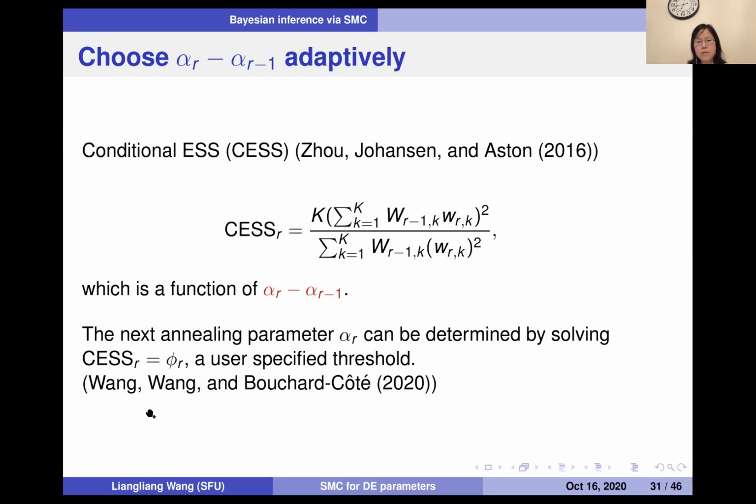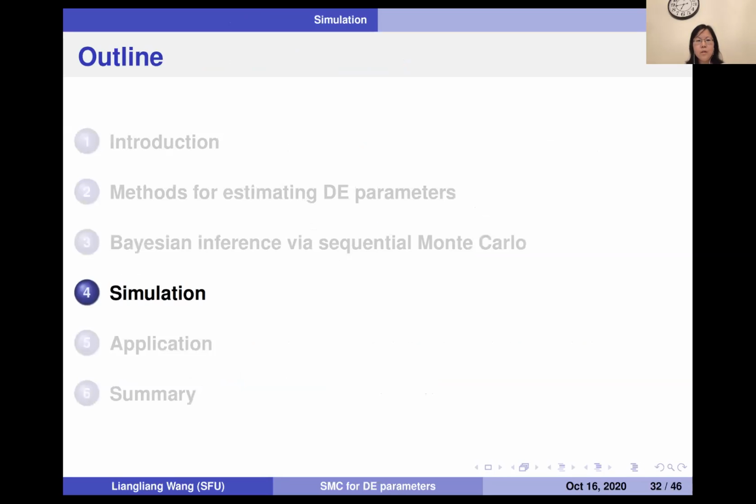In our recent paper for another scenario, for phylogenetics, we also use this method, and we did a lot of experiments on the effect of this parameter. If you are interested, you can look at our paper for phylogenetics. Okay, so that's our proposed method for doing the inference using SMC.